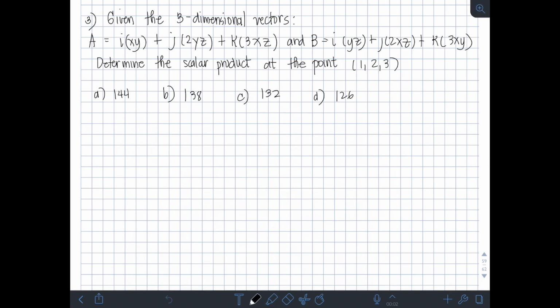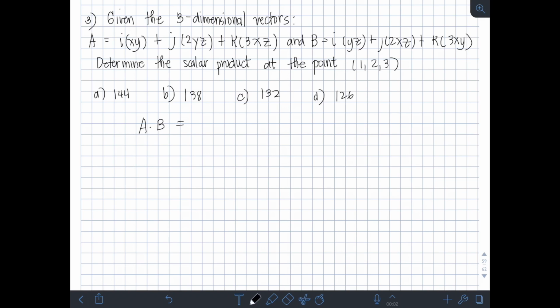Okay, so we are asked to get the value of the scalar product of vectors A and B at the point (1, 2, 3). So, let's just apply the formula for the dot product: when we take the dot product of two vectors, we simply add the products of their corresponding i, j, k components.